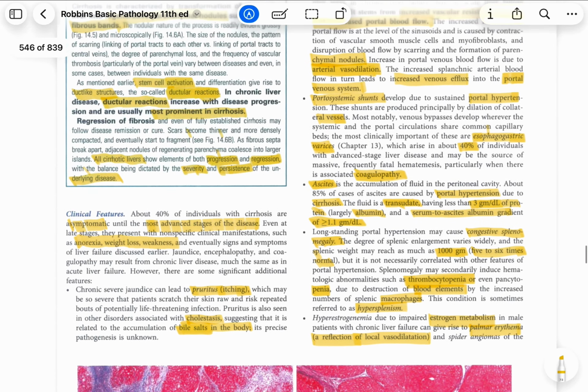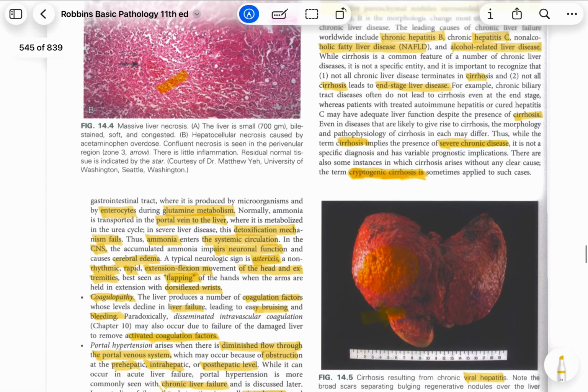So this was all about acute, chronic, and acute on chronic liver failure. Thank you.